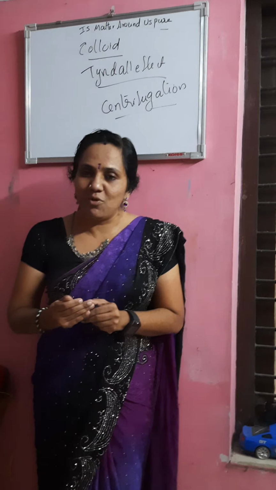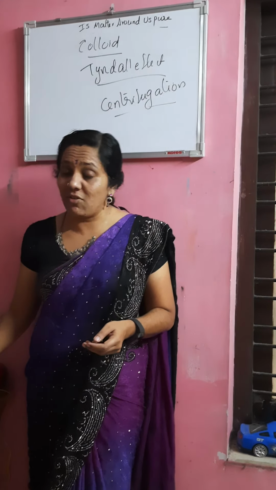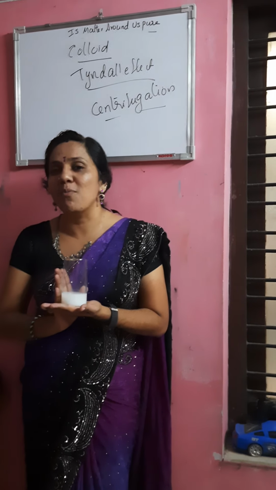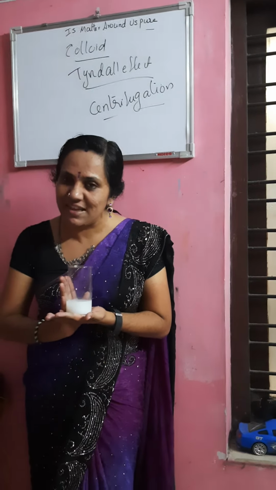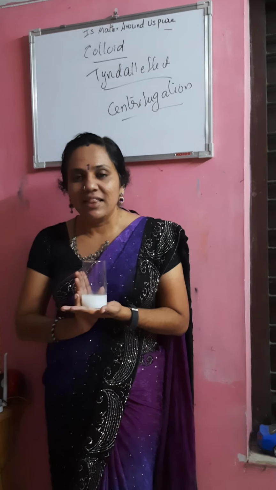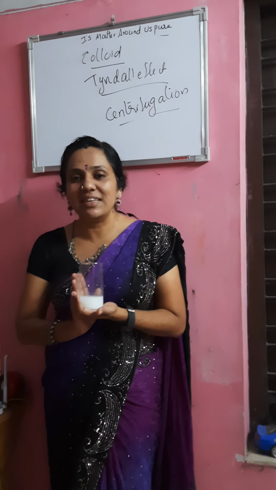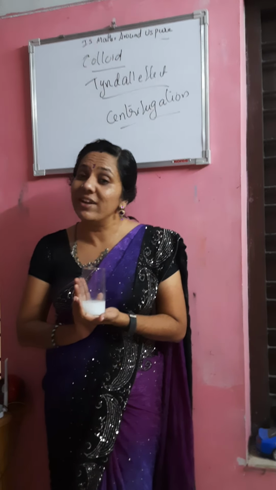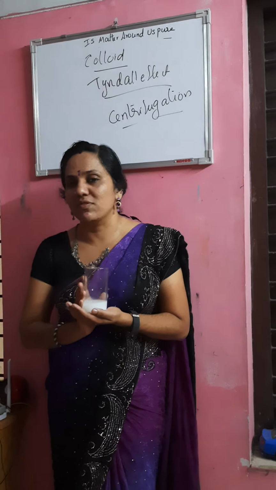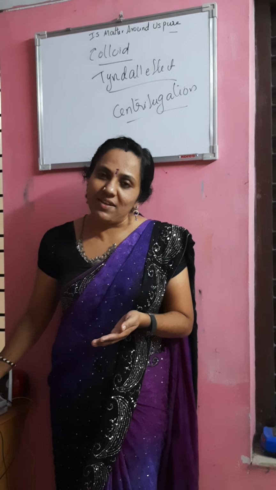So I will say about the colloid solution once again. The properties. Example for the colloid is milk in water. First property is they appear to be homogeneous but they are heterogeneous. Their size is in between 1 to 1000 nanometer. Then they are quite stable. They are able to scatter the light and this property is called Tyndall effect. Then they can be separated by the process of centrifugation. So that is about the properties of colloids.